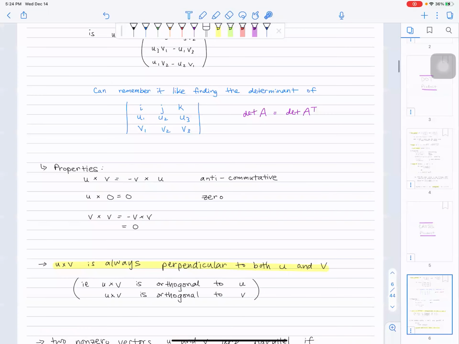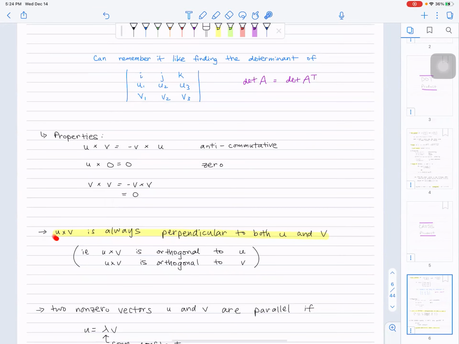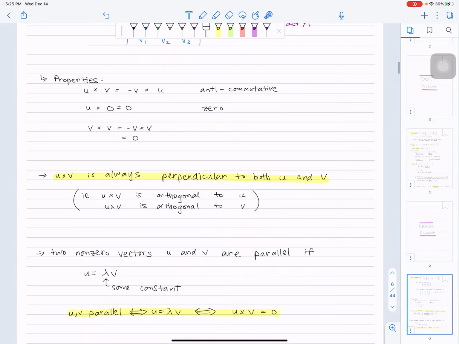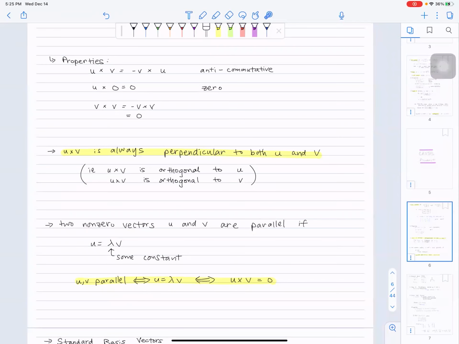Okay, so from this, we know that if you do the cross product, so u cross v, that result is always going to be orthogonal to each of the vectors that you cross product with. So u cross v is orthogonal to u, and it's going to be orthogonal to v as well. Now, if you want to see whether two vectors are parallel, then one vector should be a multiple of the other vector. That means that they're parallel. Okay, and in other words, if you want to see if two vectors are parallel, their cross product should be 0.